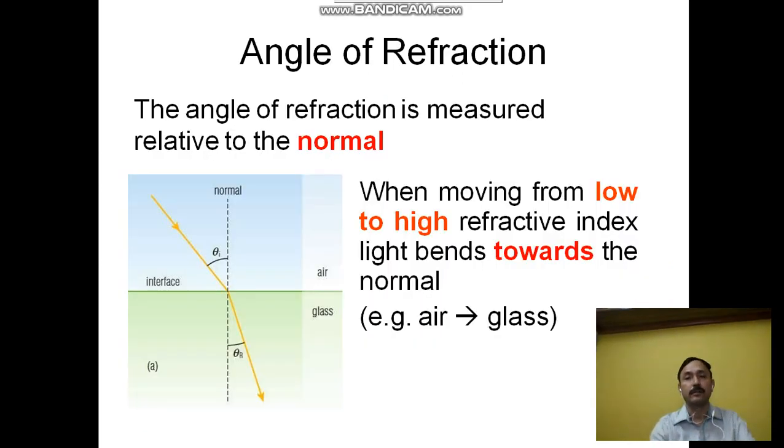Now, the angle of refraction. The angle of refraction is measured relative to the normal. When moving from low to high refractive index, light bends towards the normal. This is air, which has a low refractive index, and glass, which has a high refractive index. So moving from a lower refractive index to a higher refractive index, it bends towards the normal.